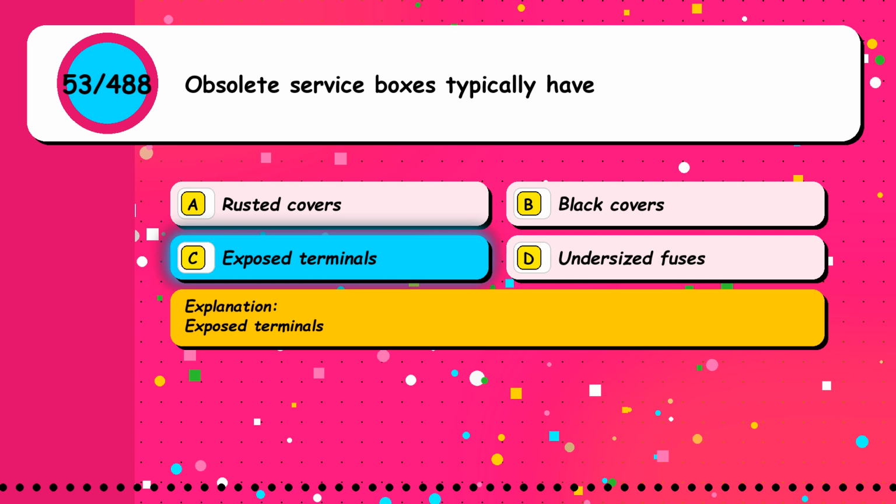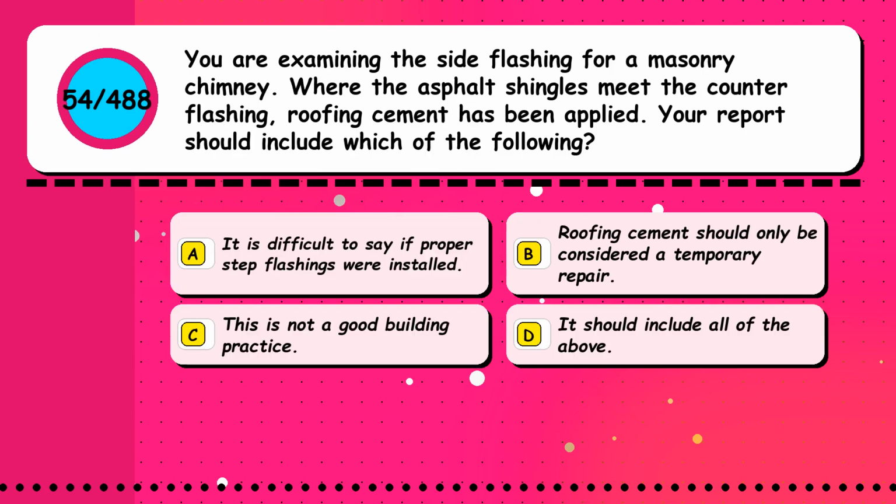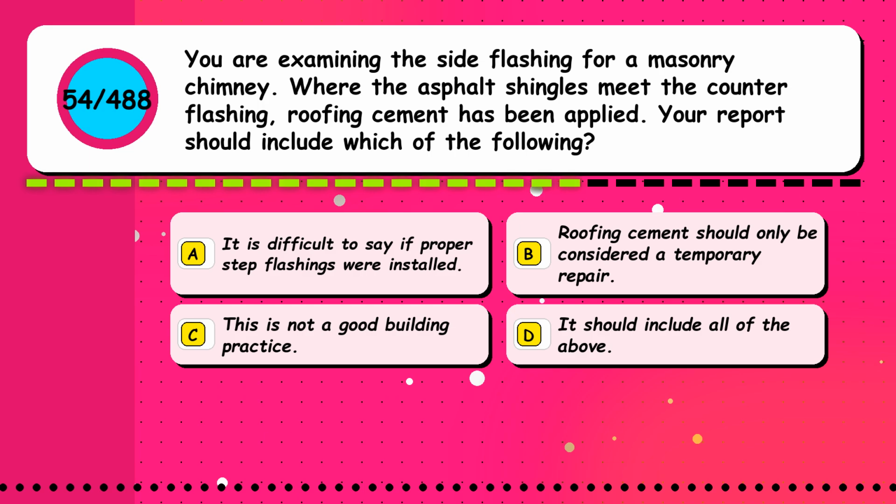Question 54. You are examining the side flashing for a masonry chimney. Where the asphalt shingles meet the counter flashing, roofing cement has been applied. Your report should include which of the following? Option A, it is difficult to say if proper step flashings were installed. Option B, roofing cement should only be considered a temporary repair. Option C, this is not a good building practice. Option D, it should include all of the above.